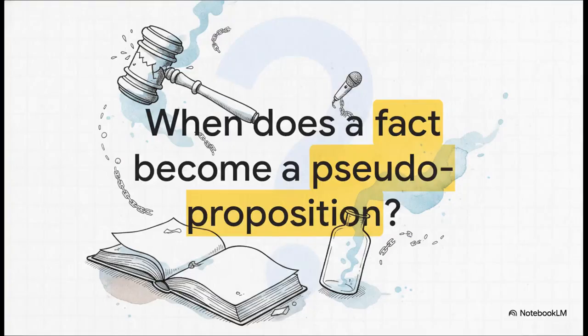Zooming in closer to the actual words used in the courtroom, the analysis asks us to consider a fascinating question. When does a fact become a pseudo-proposition? Now, a pseudo-proposition is a sentence that looks like a factual statement but completely lacks a verifiable subject in reality, like that unproven claim of severe disorder.